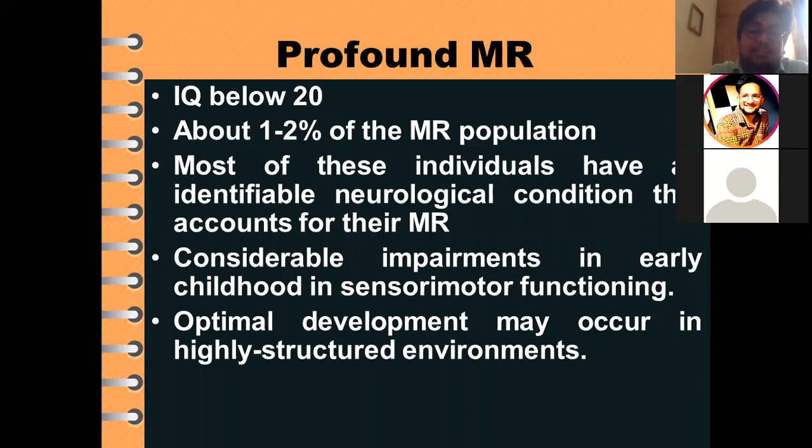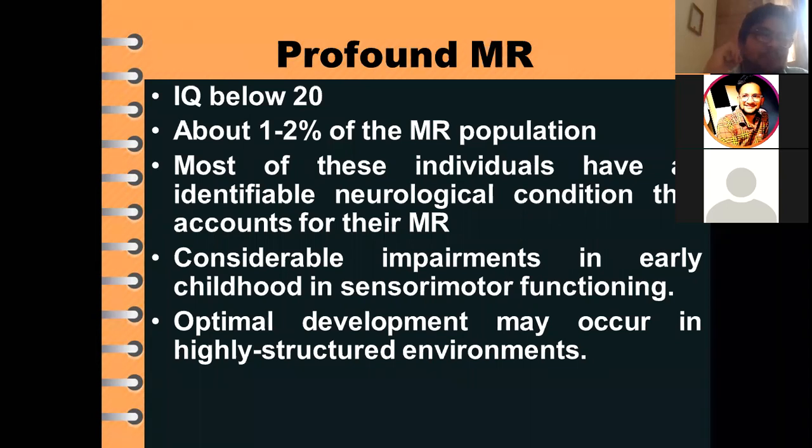And they have some impairments in early childhood, in sensory motor functioning. Meaning, they cannot hear. They are deaf, they are dumb, they cannot speak. So sensory motor problems are also present. And optimal development may occur in a highly structured environment. When you give them technology, some devices, then they are able to acquire some kind of knowledge, some kind of skills.